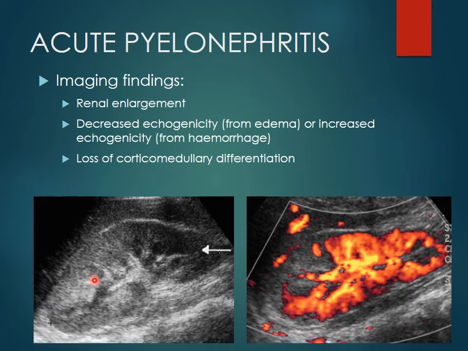Imaging findings of acute pyelonephritis in ultrasound would include renal enlargement, decreased echogenicity due to edema, or increased echogenicity of the involved renal parenchyma due to the presence of hemorrhage and loss of corticomedullary differentiation. As shown in this image, there is increased echogenicity of the involved parenchyma with loss of corticomedullary differentiation. There is also decreased flow at this region on color Doppler images, as shown on the image on the right side.